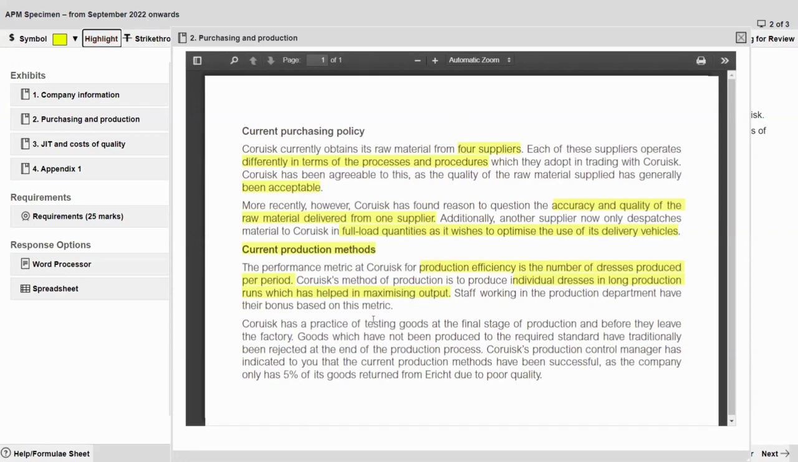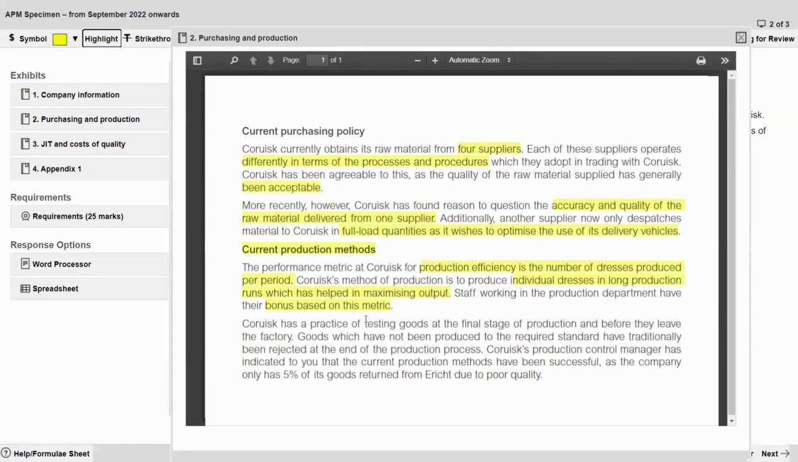Staff working in the production department have their bonus based on this matrix. So the bonus of the staff is also based on this matrix. How do they get the bonus? They get the bonus in the form of production efficiency, production output, etc. Now what next is there?